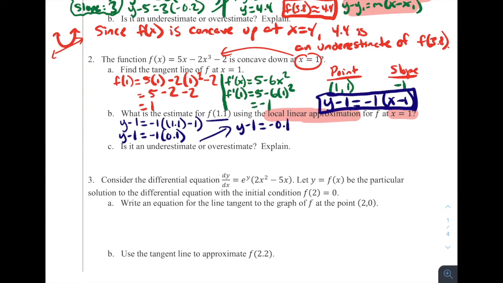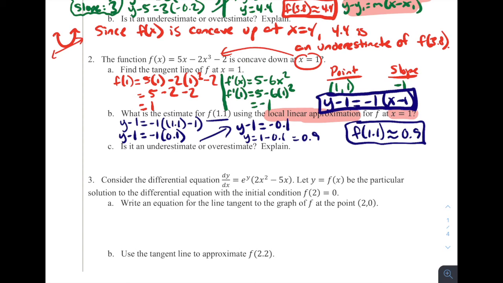And then we're going to add 1 to the other side, so y is equal to 1 minus 0.1, which is going to be equal to 0.9. So f of 1.1 is about, it's pretty close to 0.9. That's going to be our approximation using that tangent line. C, is it an underestimate or an overestimate?